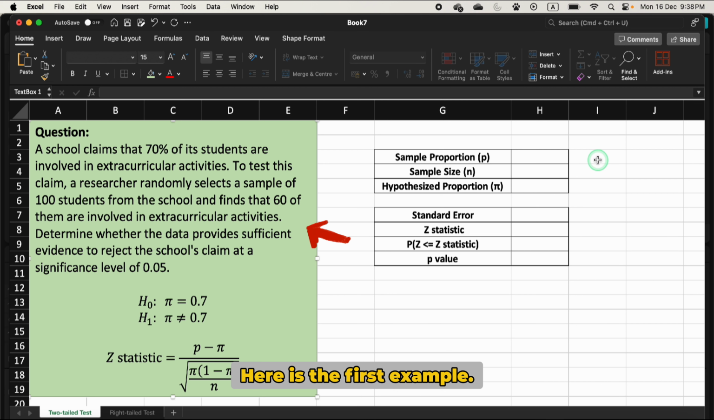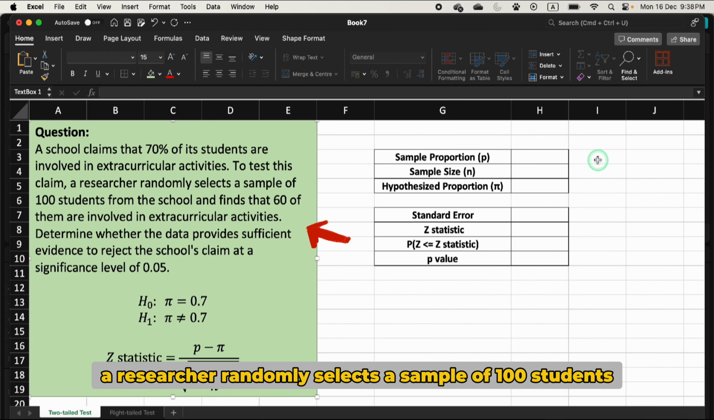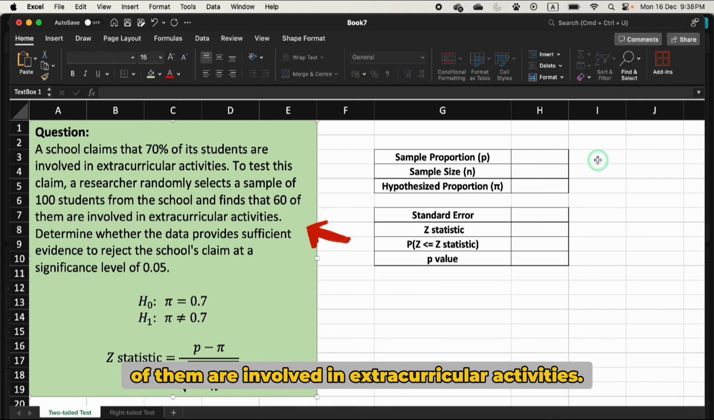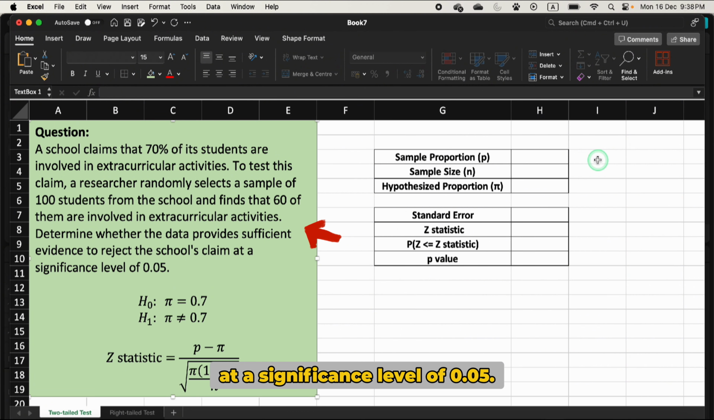Here is the first example. A school claims that 70% of its students are involved in extracurricular activities. To test this claim, a researcher randomly selects a sample of 100 students from the school and finds that 60 of them are involved in extracurricular activities. Determine whether the data provides sufficient evidence to reject the school's claim at a significance level of 0.05.